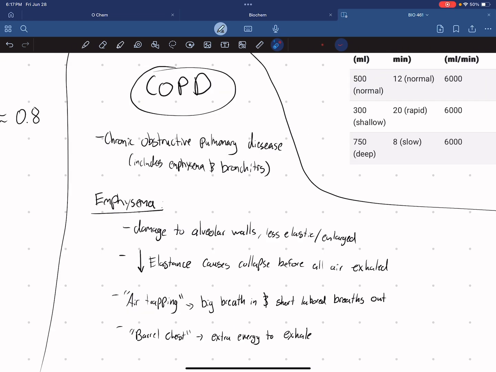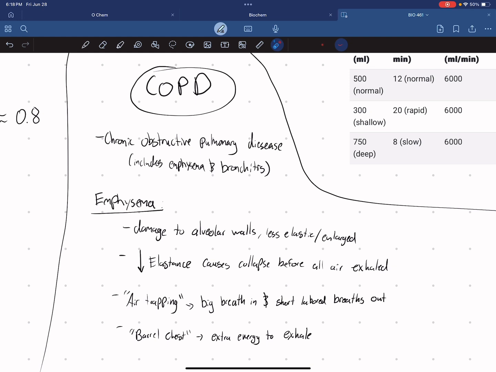Lastly, we're going to talk a little bit about COPD, or chronic obstructive pulmonary disease. This disease includes both emphysema and bronchitis. We'll highlight emphysema and talk about that specifically. Emphysema is damage to the alveolar walls, which makes them less elastic and enlarged. This causes a problem because our lower elastance causes the collapse before all of the air is exhaled.